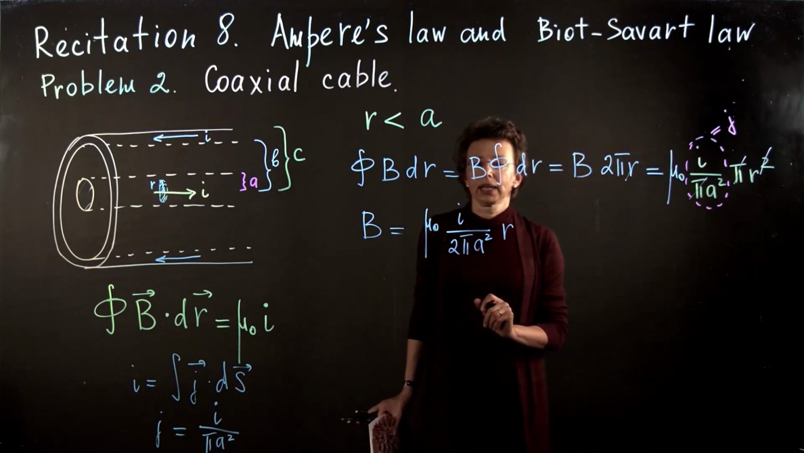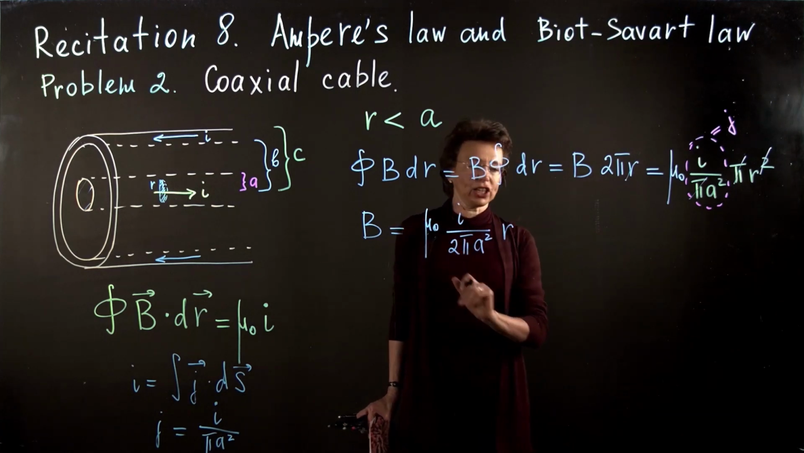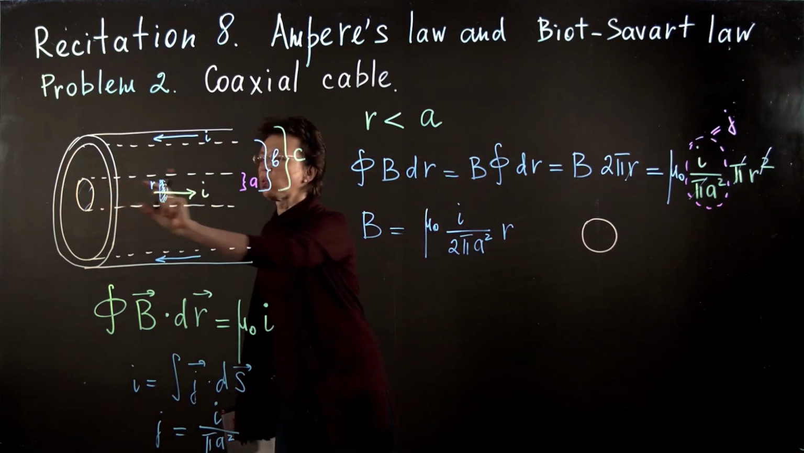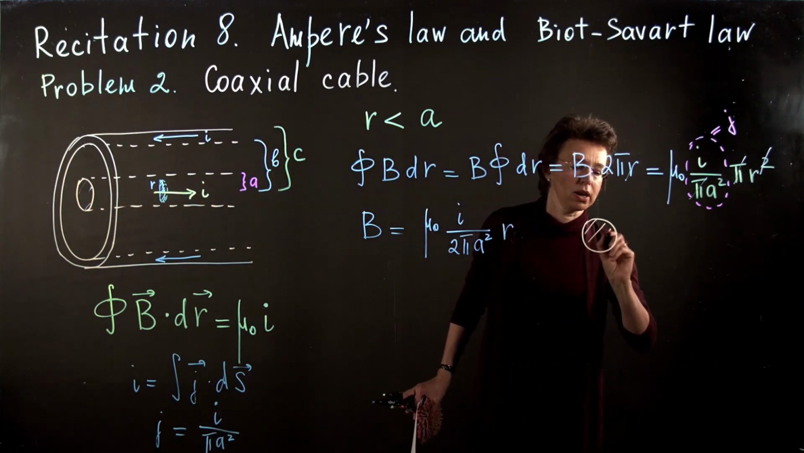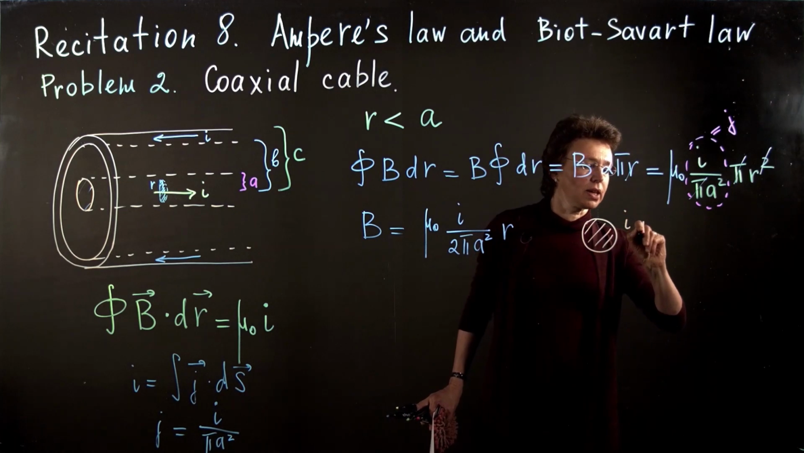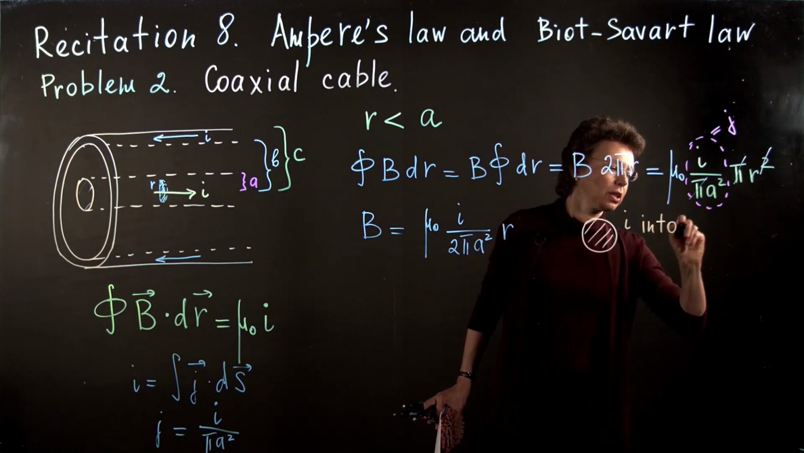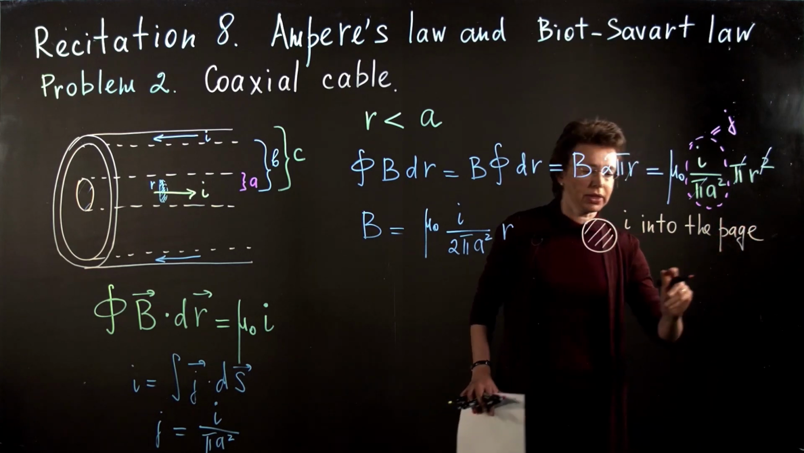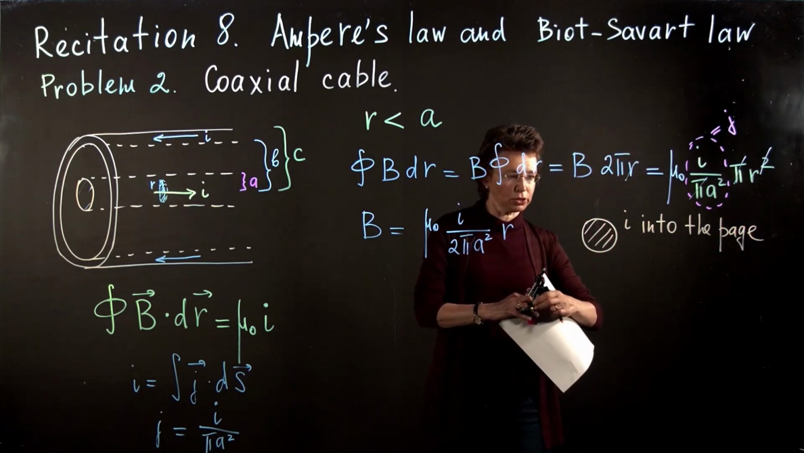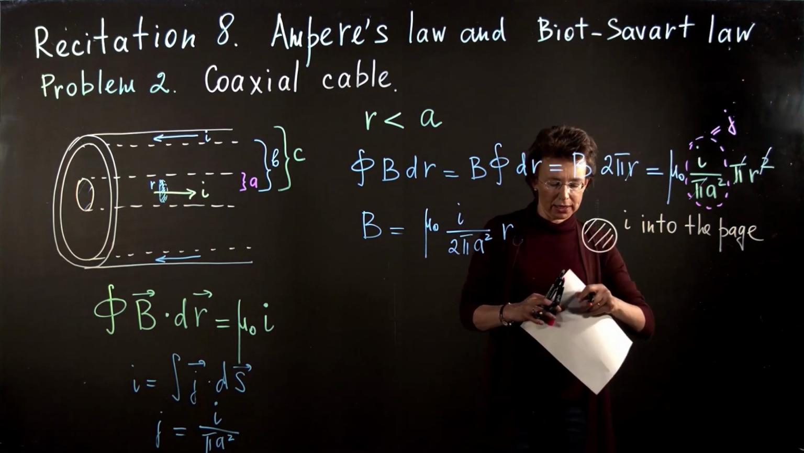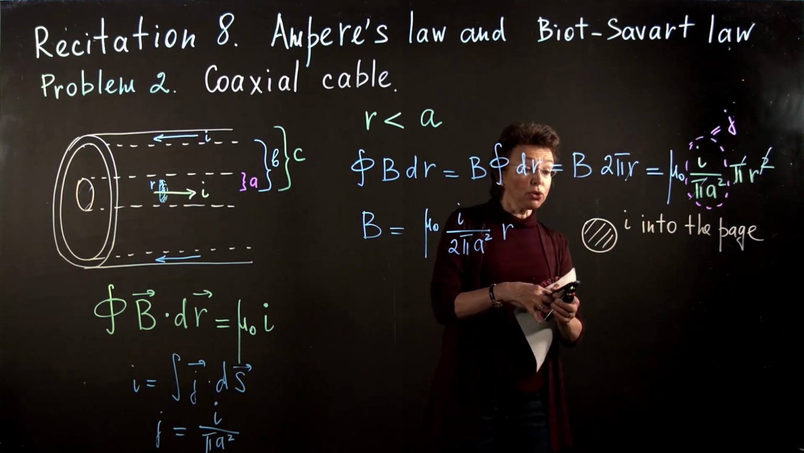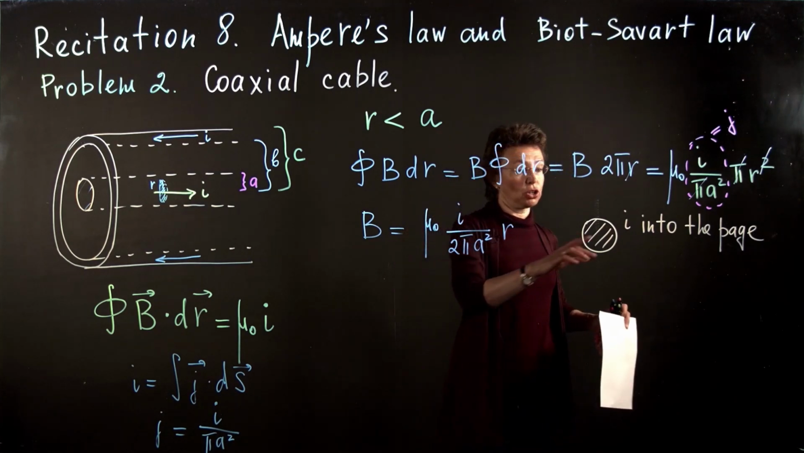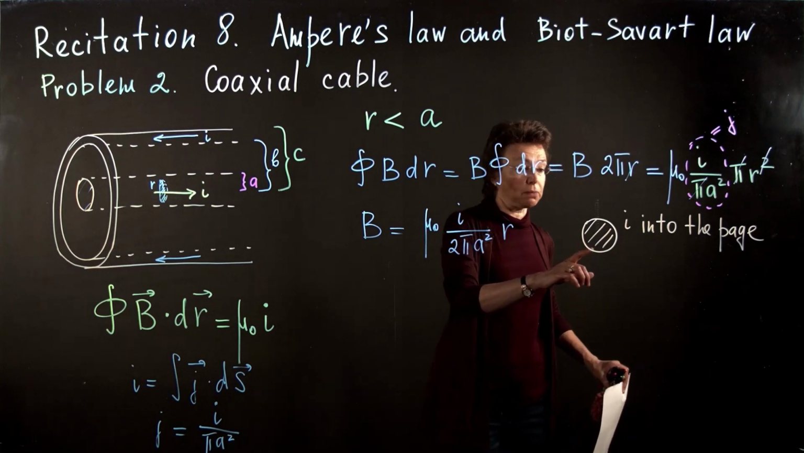So now let's find the direction of this magnetic field. If I draw the side view of this wire, this is my wire, current I is into the page, then what will be the direction of the lines of the magnetic field inside of this wire? You have to use the right-hand rule to find the direction of lines of the magnetic field.